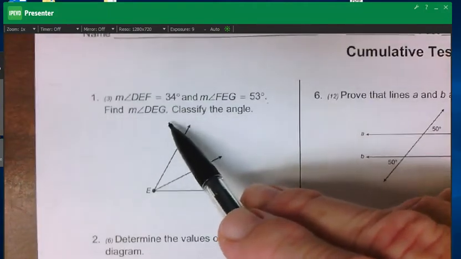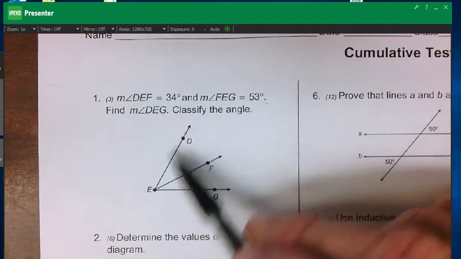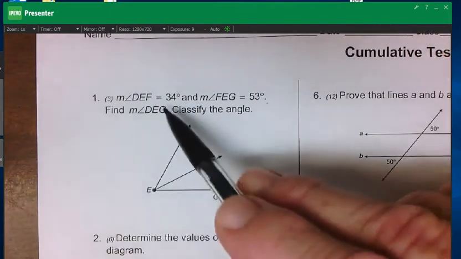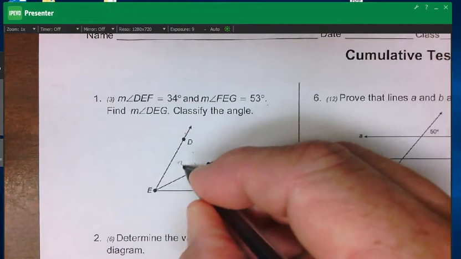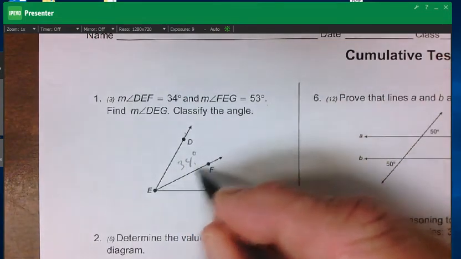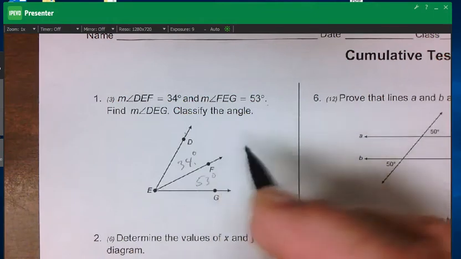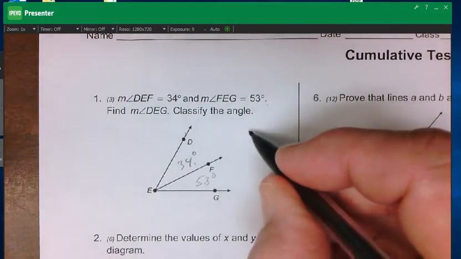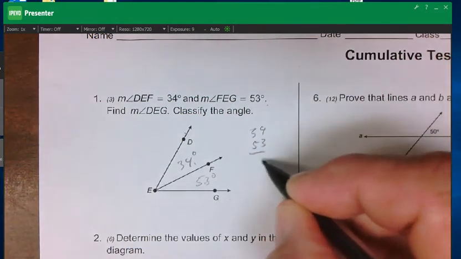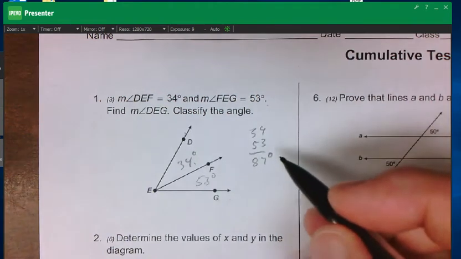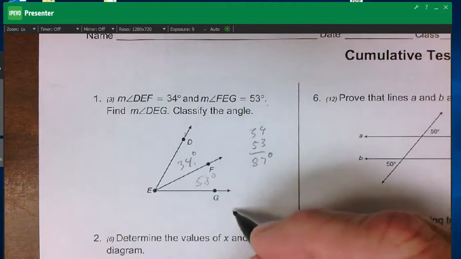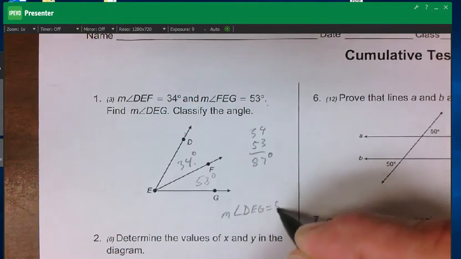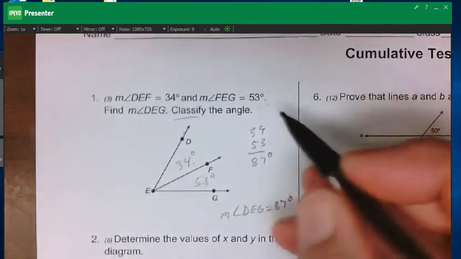All right, we need to find the measure of DEG, and they give us information concerning the other two angles here, DEF, which is 34, and FEG, which is 53 degrees. So we need to find the bigger angle. That would be adding these two together. 34 and 53 is 87 degrees. Therefore, the measure of DEG equals 87 degrees.